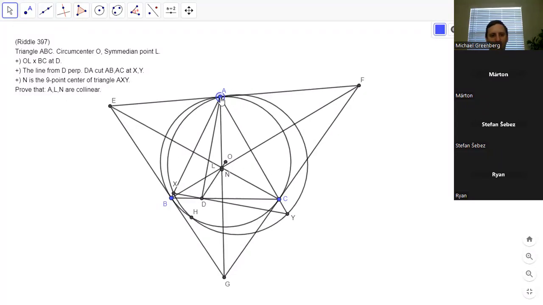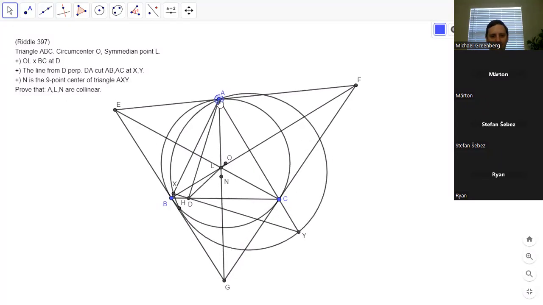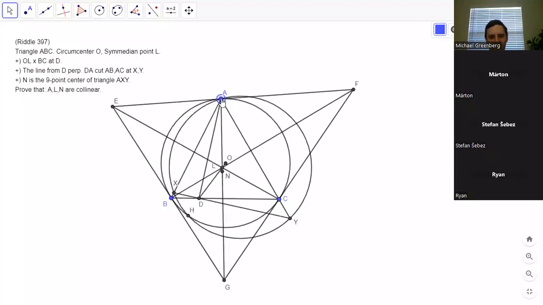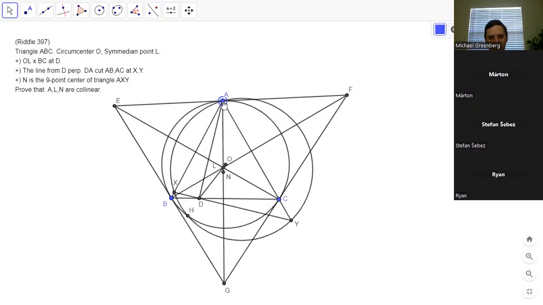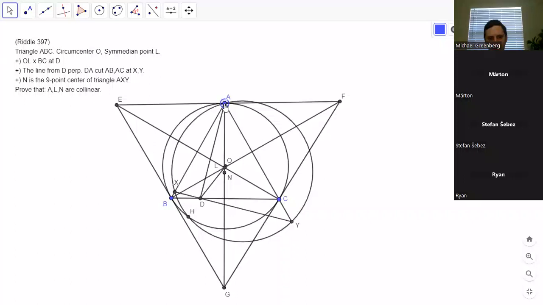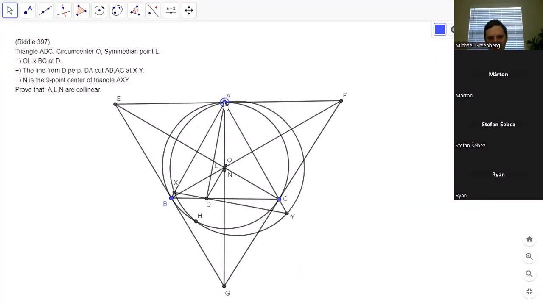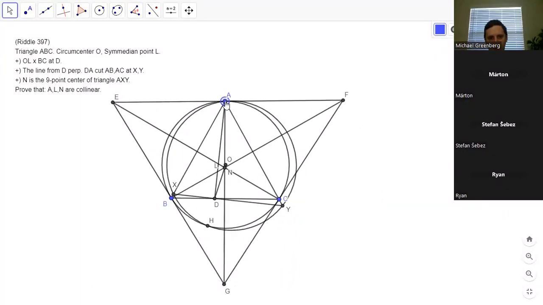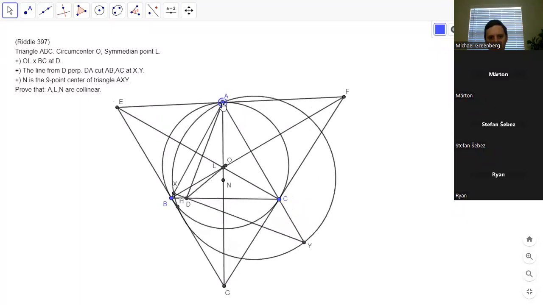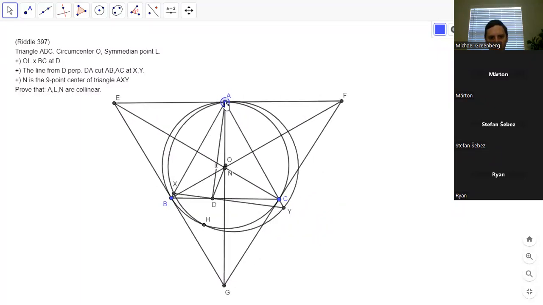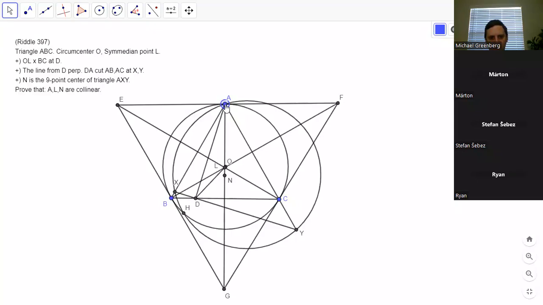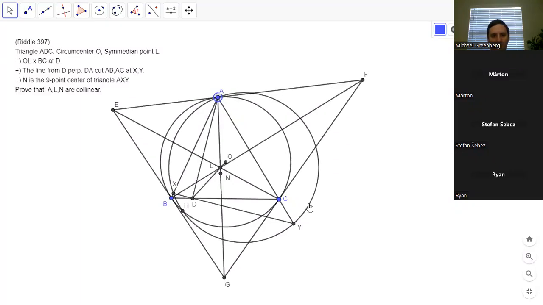I'm going to keep trying to draw a better figure. Sorry, this just bugs me a little bit. Let's see. I don't know if it's going to get too much better. I think it was better before. Okay.